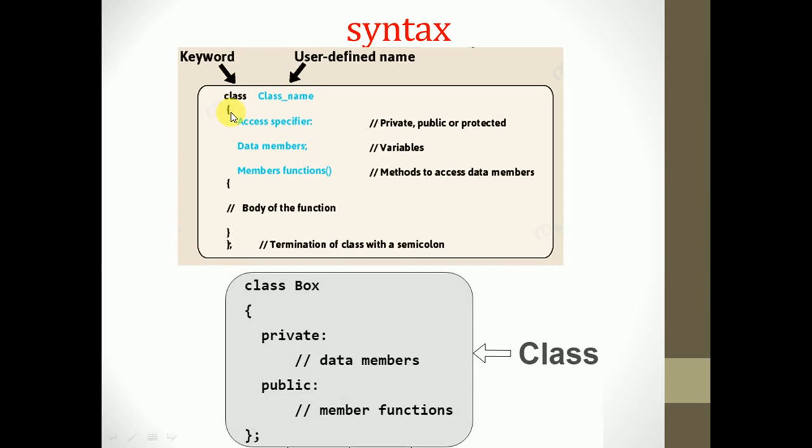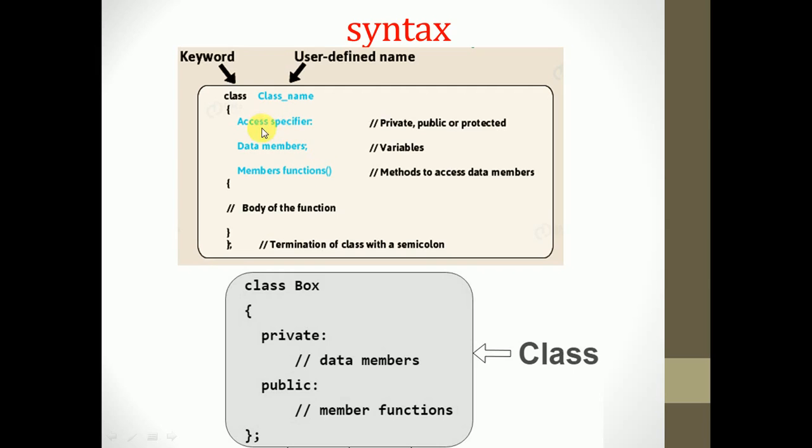Now immediately we will open it with an open bracket. And we have something called access specifiers here. Under these access specifiers, we declare our variables as well as our methods. The variables, we call them data members. Why do we call them data members? Because these are the data present inside my class. And here we call them member functions. Why do I call them member functions? Because these functions are present inside the class.